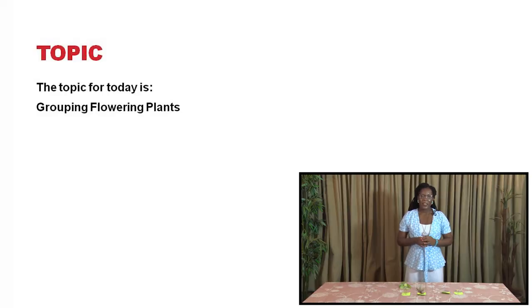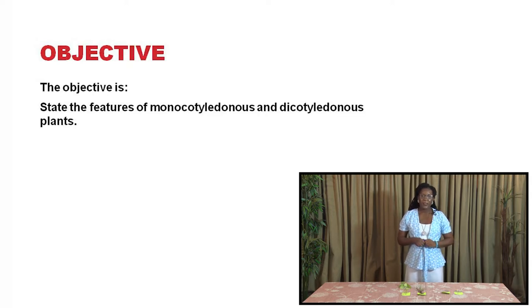Let us have fun looking at plants today, because science is fun, it's cool, it's awesome, and it's everywhere. The topic for today is grouping flowering plants. The objective is to state the features of monocotyledonous and dicotyledonous plants. Let us watch this video on plants.